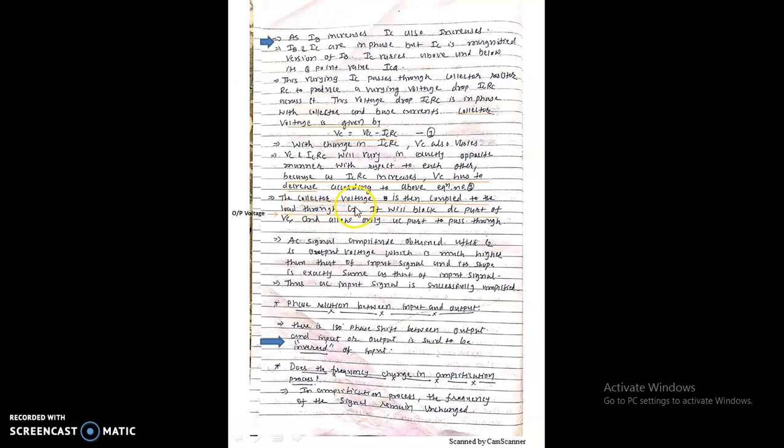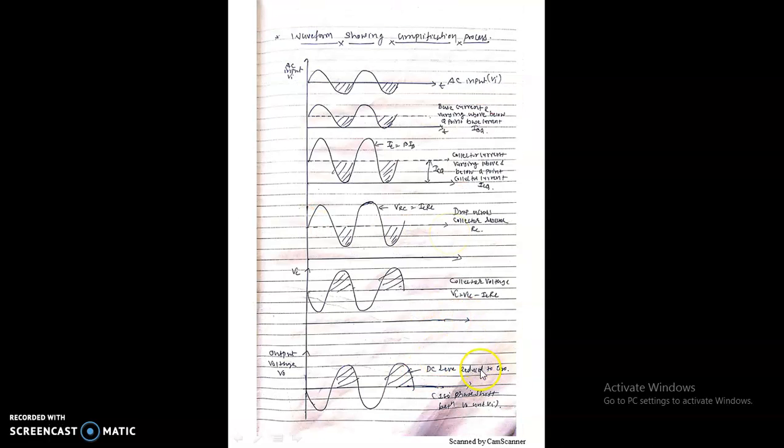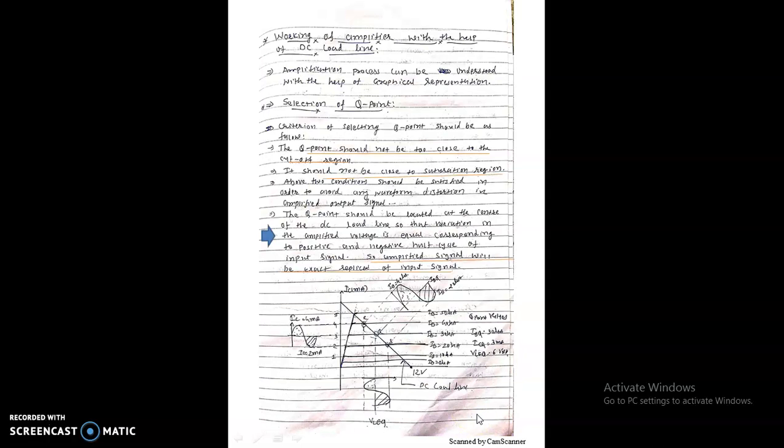At last, the collector voltage is then coupled to the load through C2. It will block the DC part of VC and allow only the AC part. So here the DC level is reduced to 0. At the end we get this kind of signal. There is a 180 degree phase shift between VO and VI.